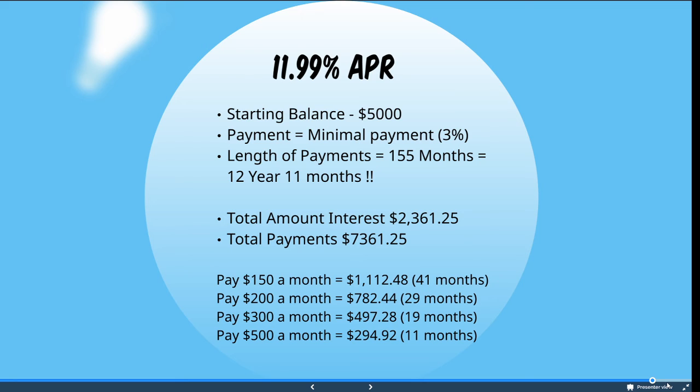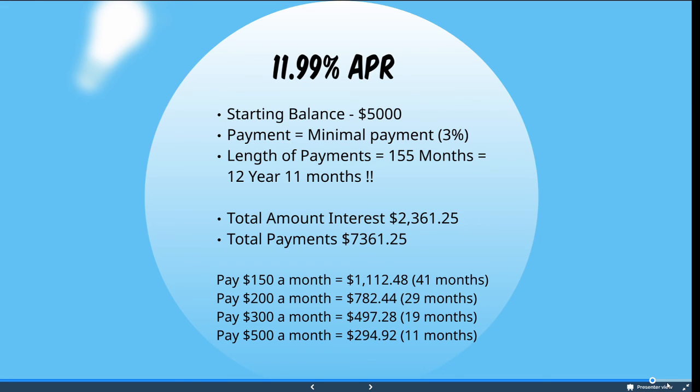The total amount of interest paid would be $2,361.25. So it would be total payments of $7,361.25. And if you instead paid the fixed amount of $150 a month, it would take 41 months and it would cost a little over $1,100.